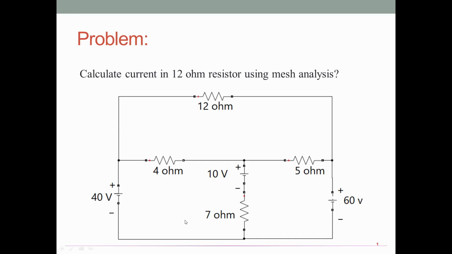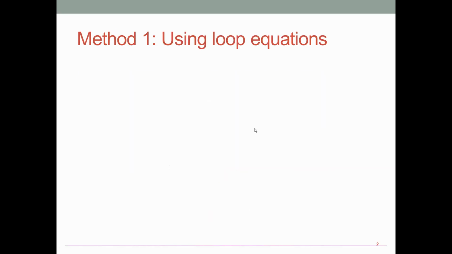Now have a look at the circuit. I have 40 volt source, 10 volt source and 60 volt source. There are 3 voltage sources here. Let us analyze this circuit using mesh analysis to calculate current in 12 ohm resistor. As usual, I am going for two different methods. One is using loop equation, another one using matrix or inspection method.